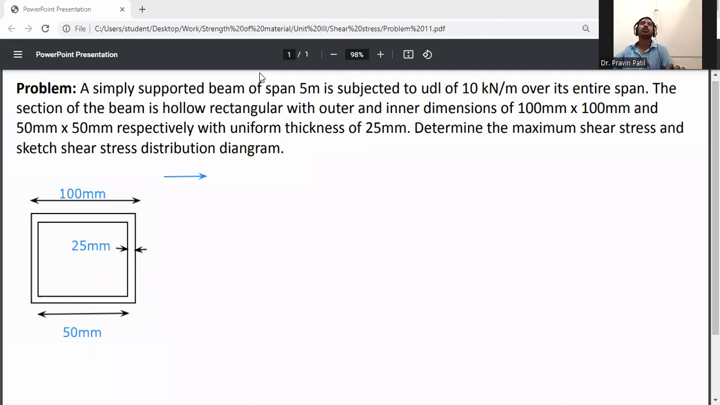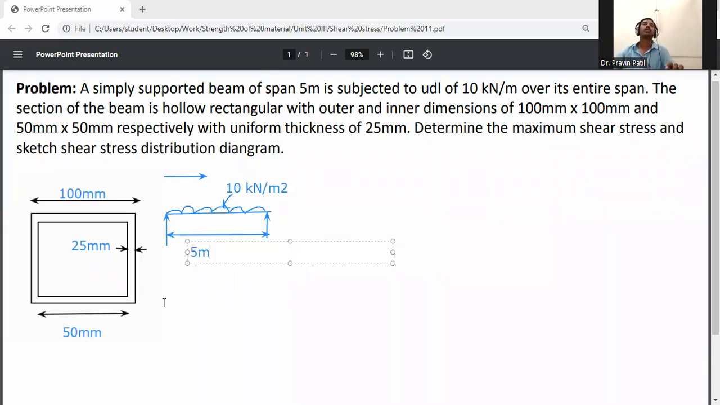Okay. So first of all, the beam is given as simply supported, and a uniformly distributed load acts on that beam. The uniformly distributed load is 10 kilonewton per meter. And the span is given as 5 meter.